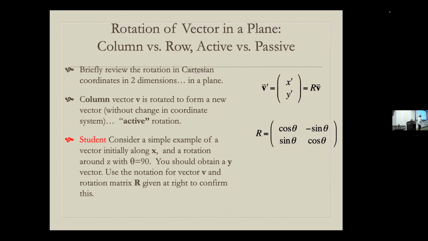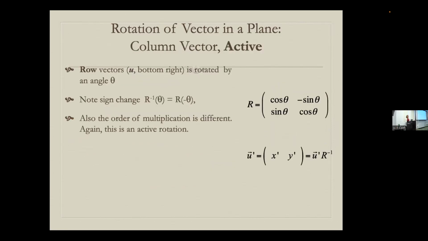And then just do that manipulation, and you should get a Y vector rotating, in this case, around Z, right? The rotation axis is perpendicular to this plane. All right, you should be good with that. But I want to point out something, two details.